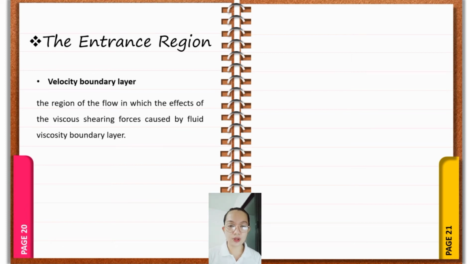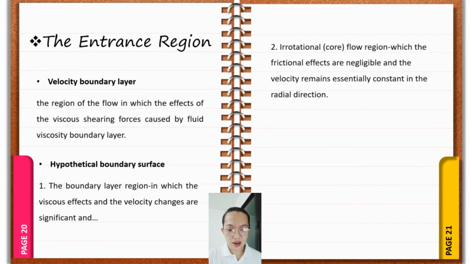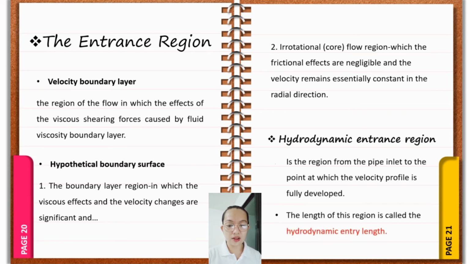The region of the flow in which the effects of the viscous shearing forces caused by fluid viscosity are felt is called the velocity boundary layer, or just the boundary layer. The hypothetical boundary surface divides the flow in a pipe into two regions: the boundary layer region, in which the viscous effects and the velocity changes are significant, and the irrotational core flow region, in which the frictional effects are negligible and the velocity remains essentially constant in the radial direction. The region from the pipe inlet to the point at which the boundary layer merges at the center line is called the hydrodynamic entrance region, and the length of this region is called the hydrodynamic entry length.